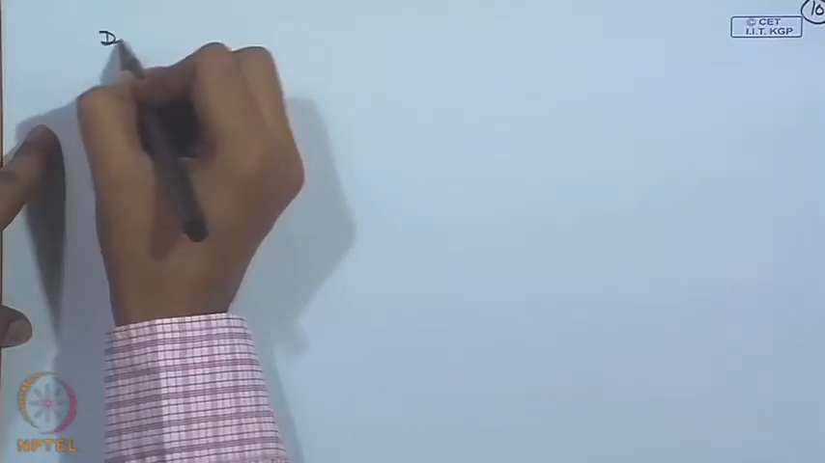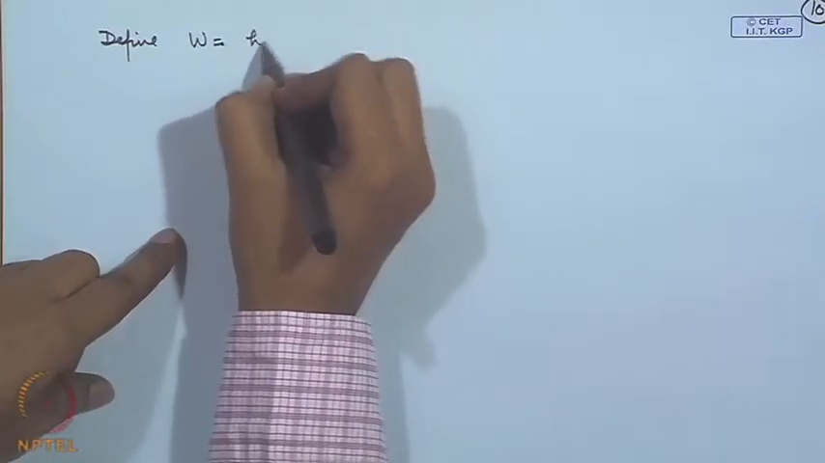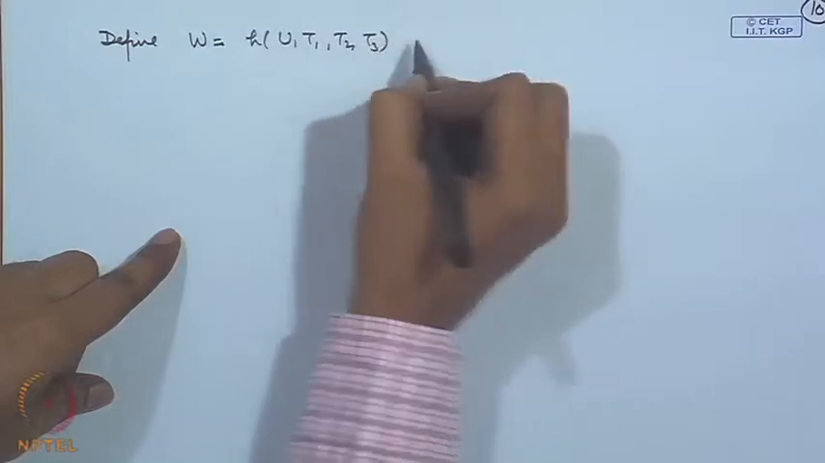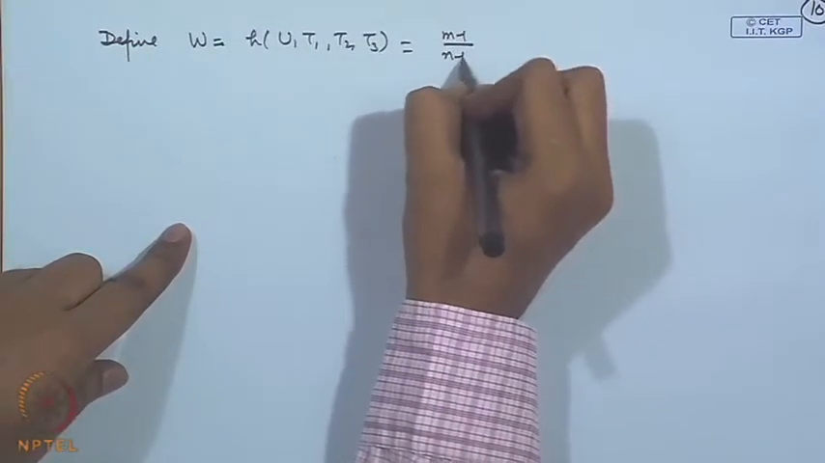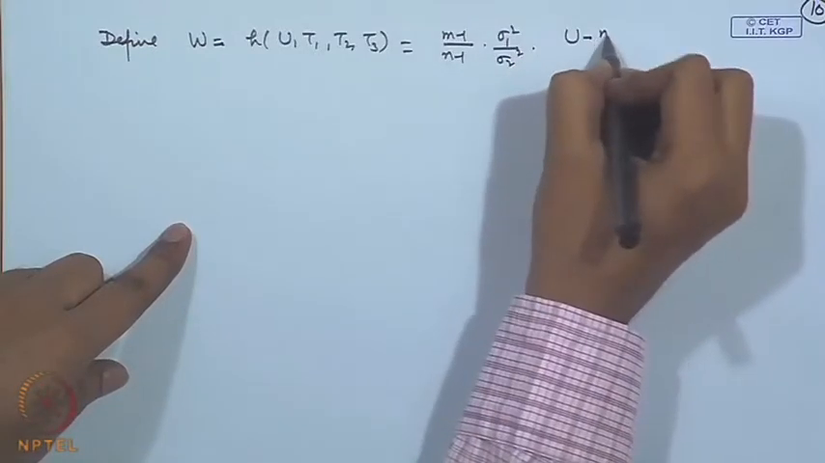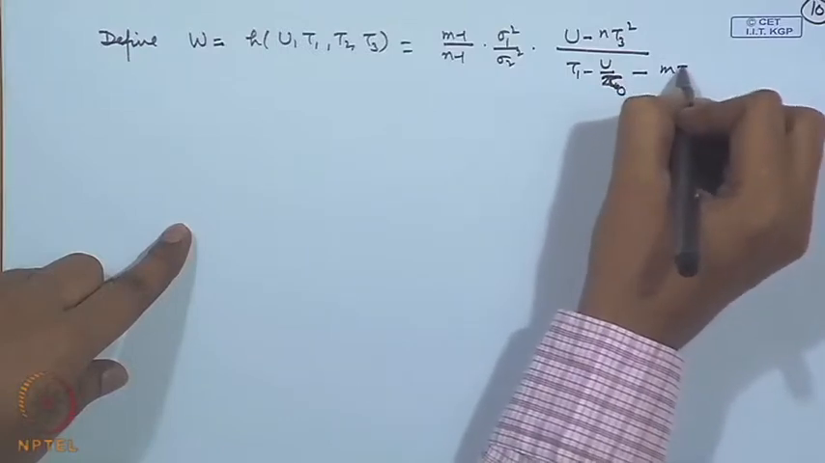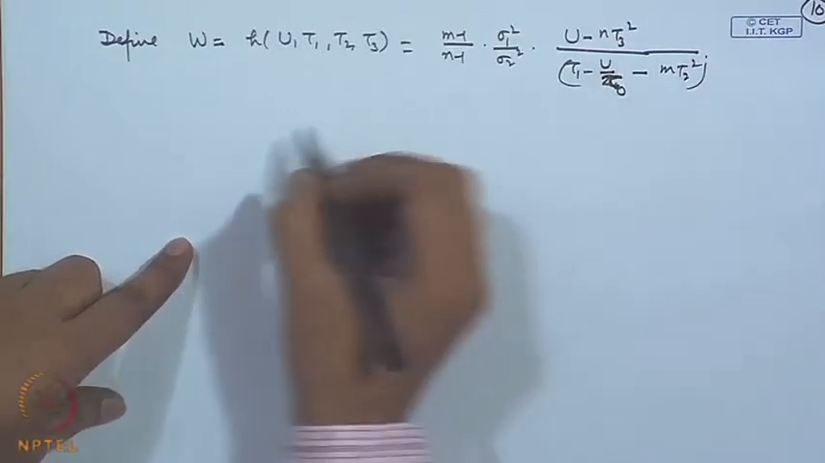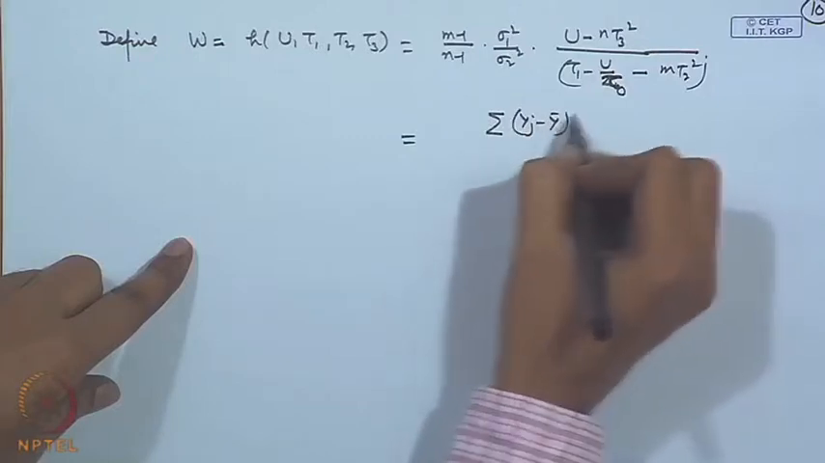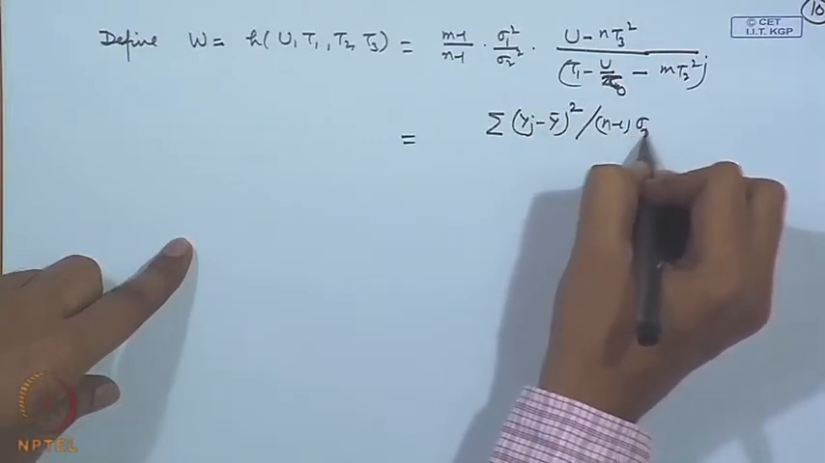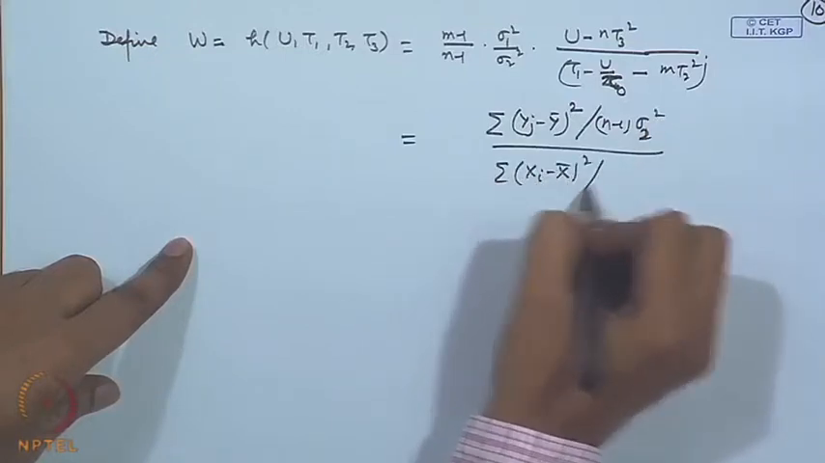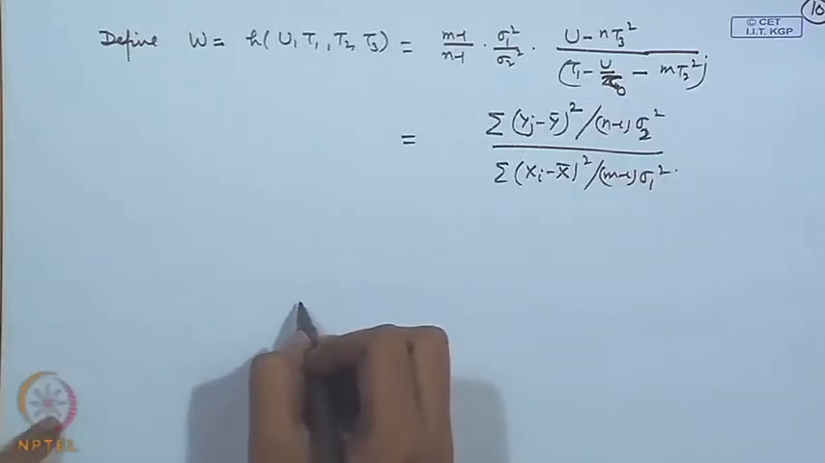To apply theorem 3, I define a function W as an increasing function of U, and the distribution of W should be free from T 1, T 2, T 3. So, we consider it like this: define W equal to h of U, T 1, T 2, T 3, that is equal to m minus 1 by n minus 1, sigma 1 square by sigma 2 square, U minus n T 3 square divided by T 1 minus U by tau naught minus m T 2 square. It is actually equal to sigma y j minus y bar whole square divided by n minus 1 sigma 2 square, divided by sigma x i minus x bar whole square divided by m minus 1 sigma 1 square.